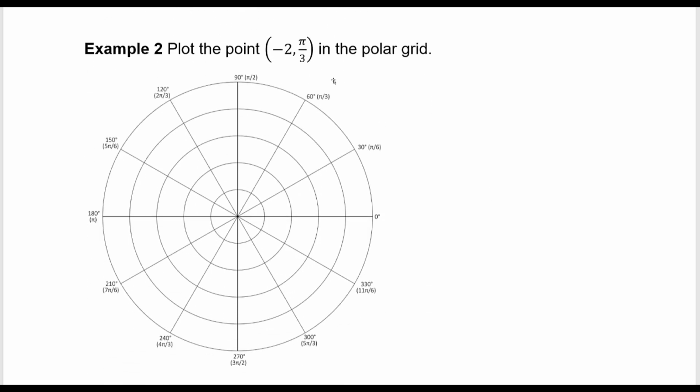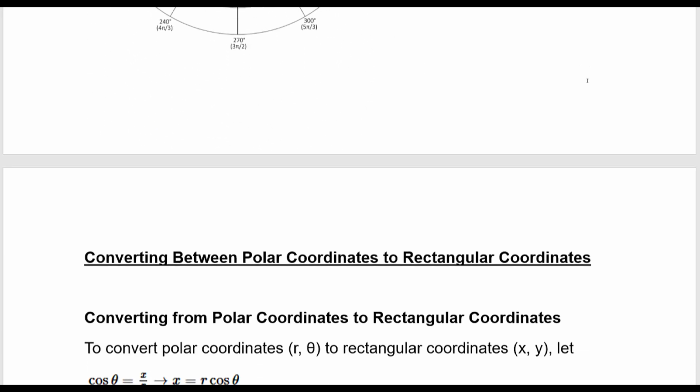And plot the point -2, pi over 3 in the polar grid. So I go to pi over 3, which is here. So positive 2 would be this direction. -2 is the other direction, so down here. That's it.